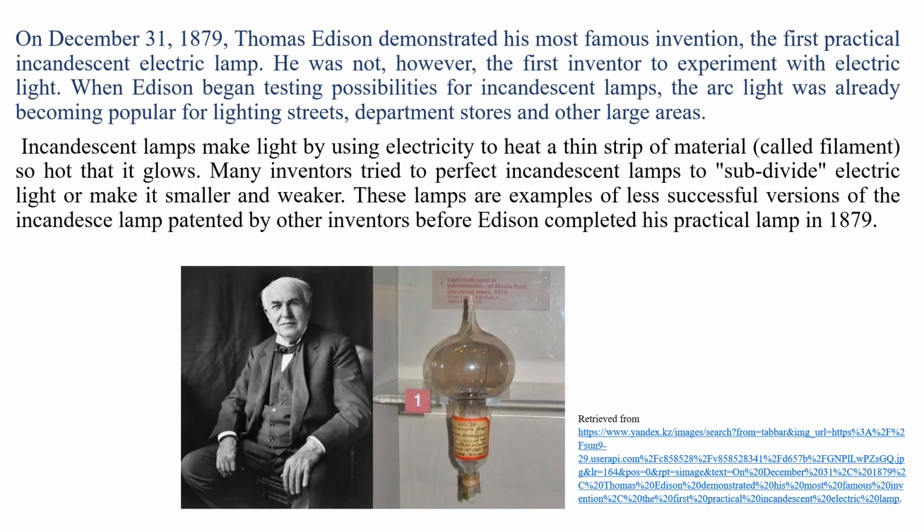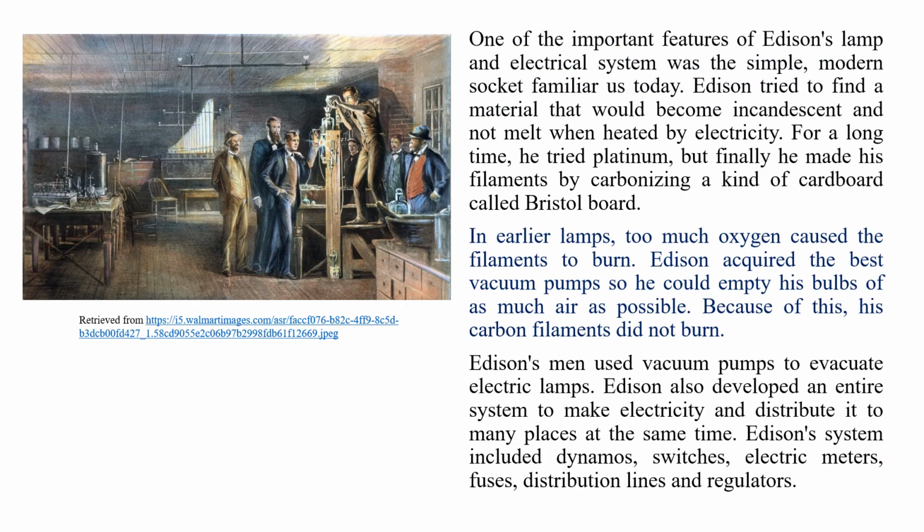On December 31, 1879, Thomas Edison demonstrated his first famous invention, the first practical incandescent electric lamp. He was not, however, the first inventor to experiment with electric light. When Edison began testing possibilities for the incandescent lamp, the arc light was already becoming popular for lighting streets, department stores, and other large areas. Incandescent lamps make light by using electricity to heat a thin strip of material called a filament. It gets so hot that it glows. Many inventors tried to perfect the incandescent lamp, to subdivide electric light or make it smaller and weaker. These lamps are examples of less successful versions of the incandescent lamp patented by other inventors before Edison completed his practical lamp in 1879.